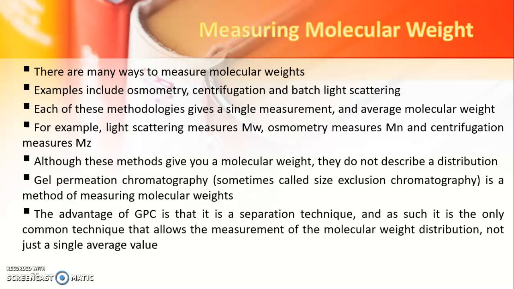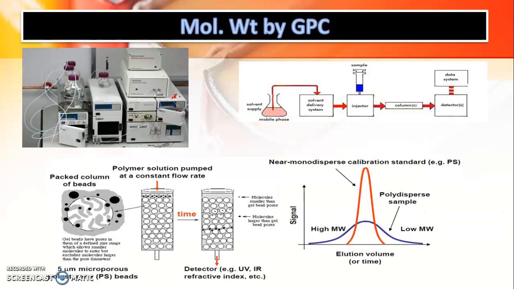So we use GPC, also known as size exclusion chromatography, to measure the molecular weight. The advantage of GPC is that it is a separation technique, and as such it is the only common technique that allows the measurement of the molecular weight distribution, not just a single average value.